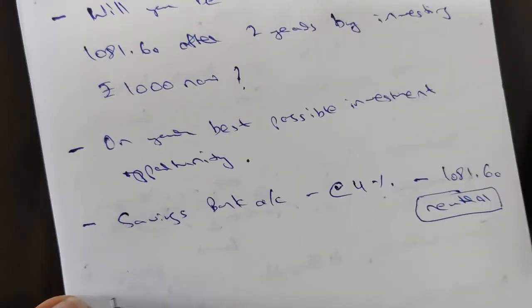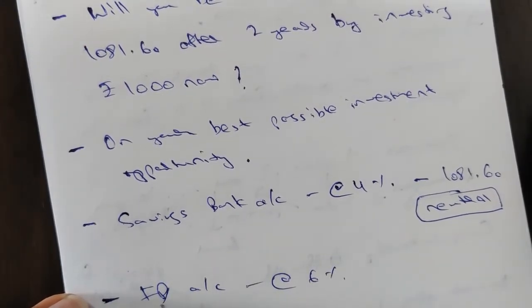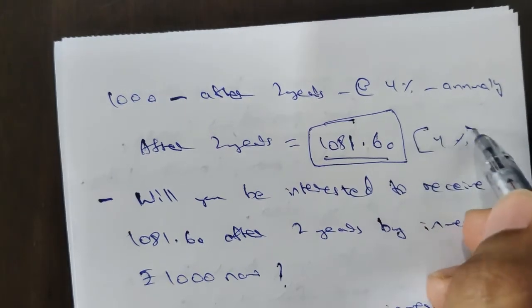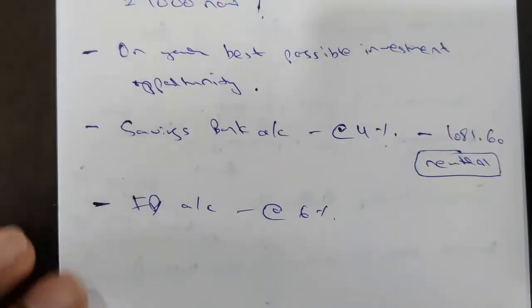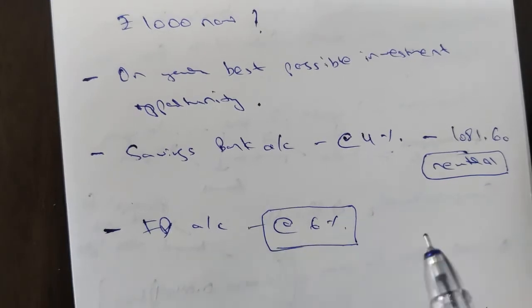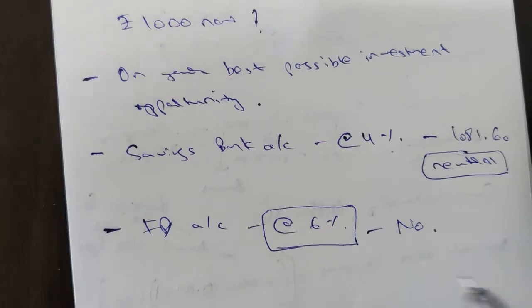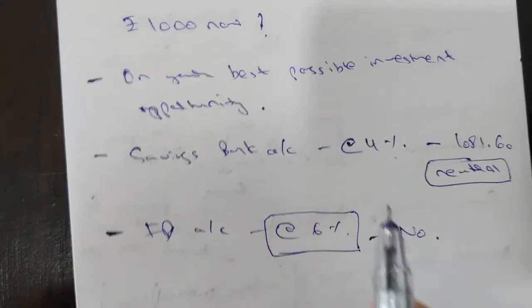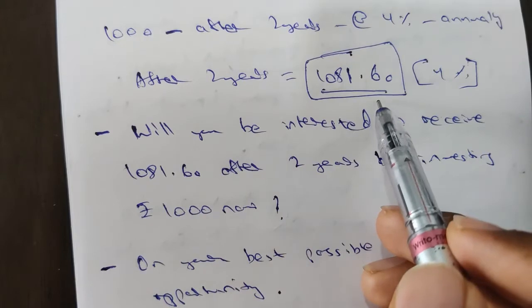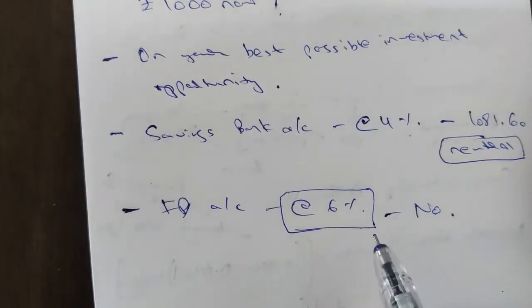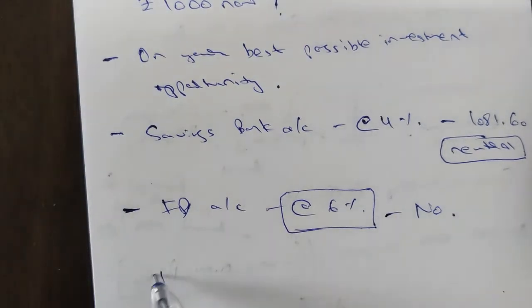But what if I tell you, you can invest the same amount in an FD account at the rate of 6%? Now this 1081.60, does it seem profitable? Because we already know that it is earning 4% only. And now the alternate investment for me is the 6%. So will I be comfortable? The answer is no. Why would I invest rupees 1000 now in an investment which would give me 1081.60 when I can invest in an FD which would give me 6%? So okay, intuitively we have got it.